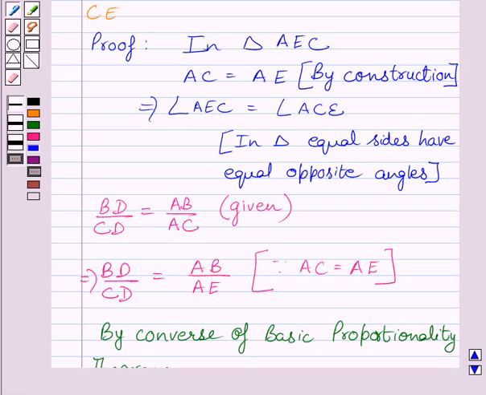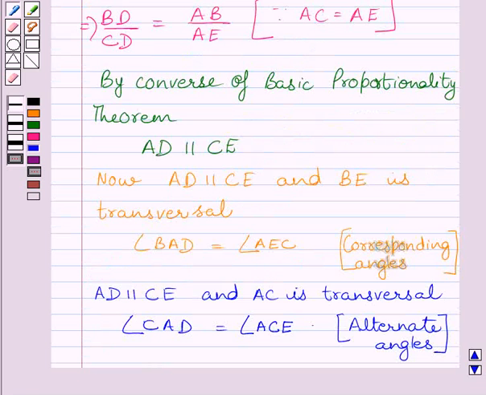We have already proved that angle AEC is equal to angle ACE. Let us name this expression as 1. And we have shown angle BAD is equal to angle AEC. Let us name this expression as 2. And here we have shown angle CAD is equal to angle ACE. Now let us name this expression as 3.